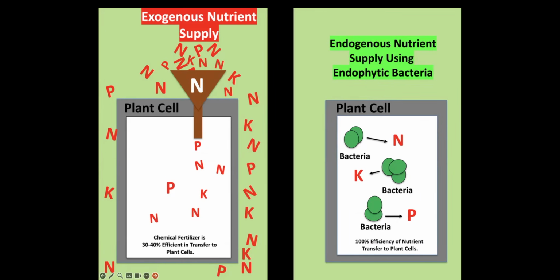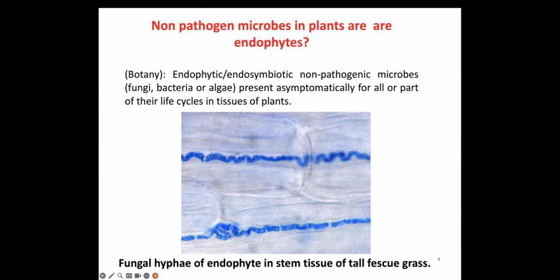Plants get their nutrients either directly from the soil, through absorption from the soils, or through endophytes, endophytic microbes that go into plants. And the plants get nutrients from those microbes. Endophytes, I've already defined them.